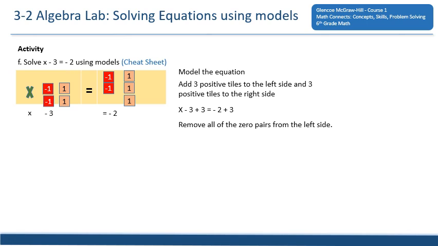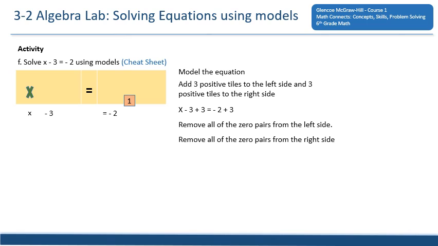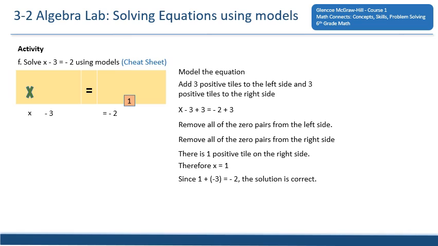Remove all the zero pairs from the left side. 1, 2, 3. So now there's nothing left there. And then we're going to remove all zero pairs from the right side. 1, 2. And that's going to leave us with 1 positive integer. And therefore x equals 1. And since 1 plus negative 3 equals negative 2, the solution is correct.